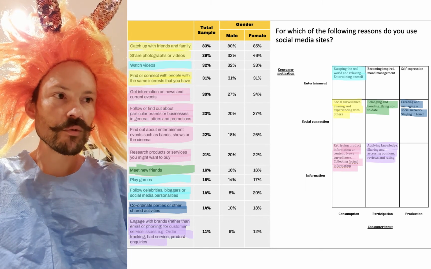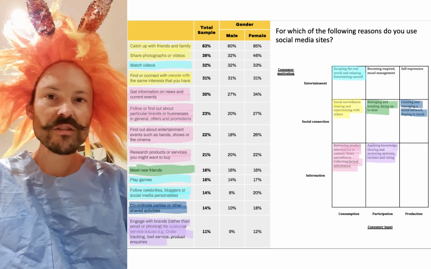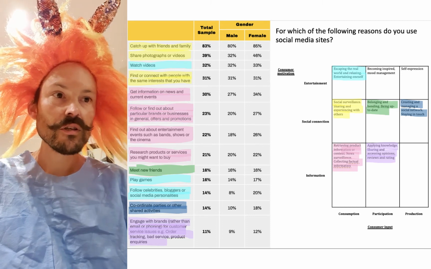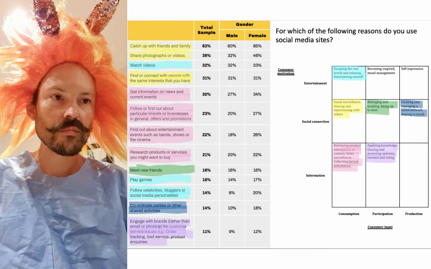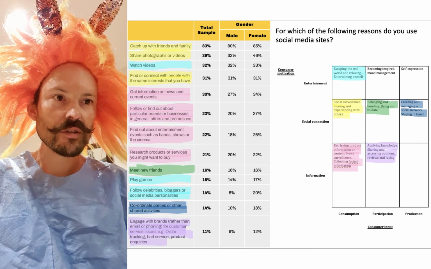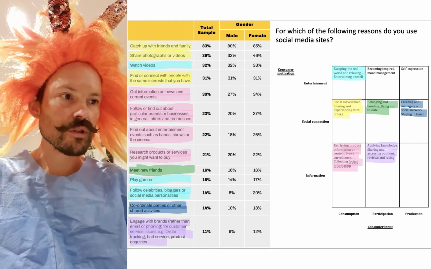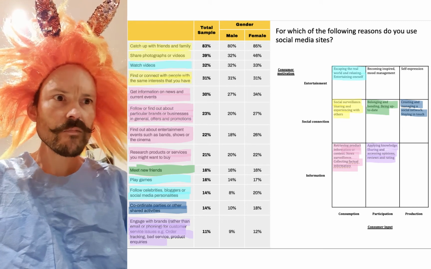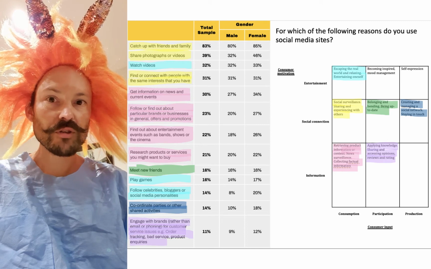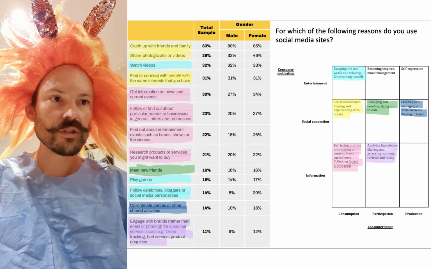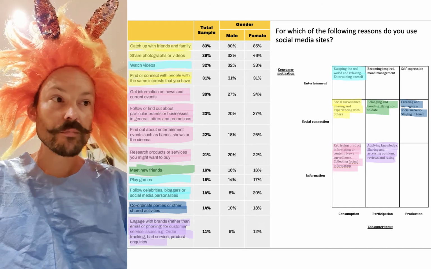But what I found here was that it's first and foremost looking for information, and consumption of information seems to be one of the most common behaviors here. So get information and news about current events, follow or find out about particular brands and businesses in general. These all have to do with consumption, and all have to do with information. So most of the most common reasons for why Australians use social media fall into the consumption category. It's only a few that go into production or even participation.